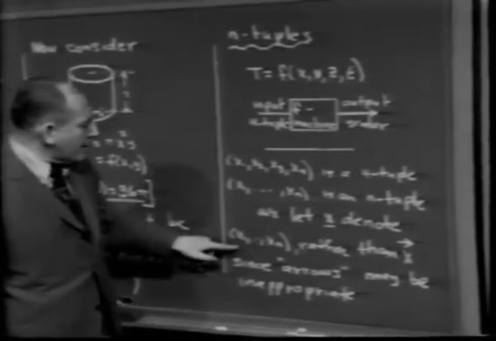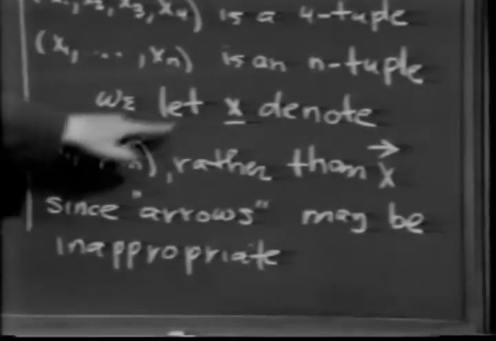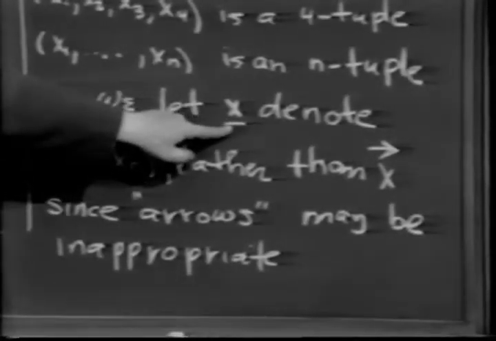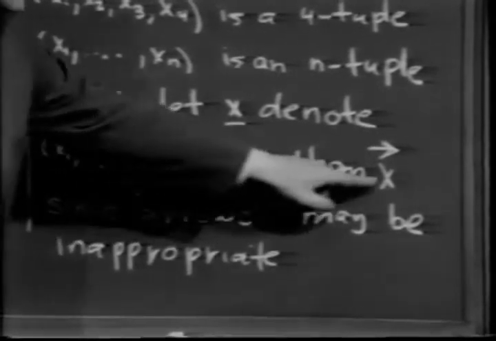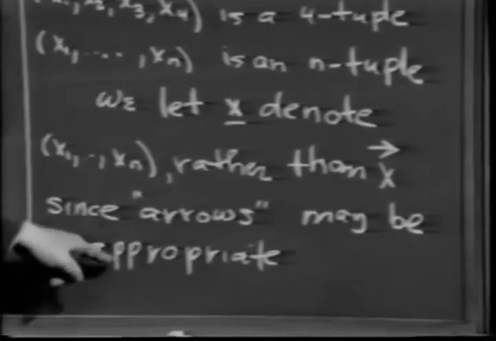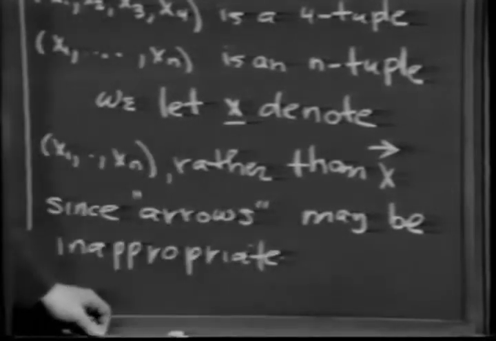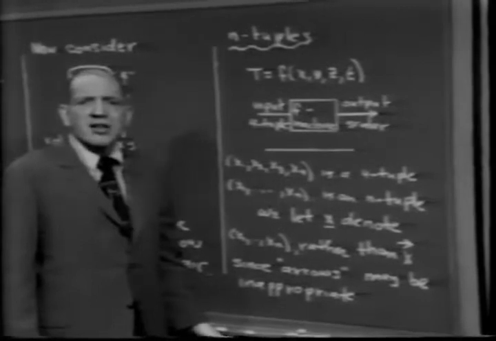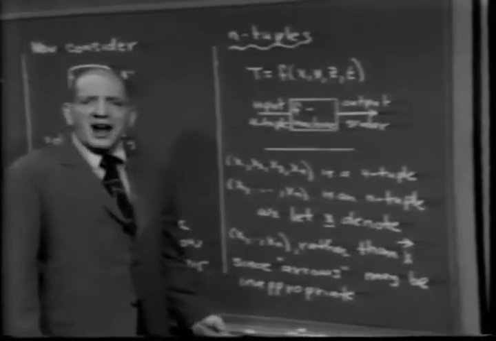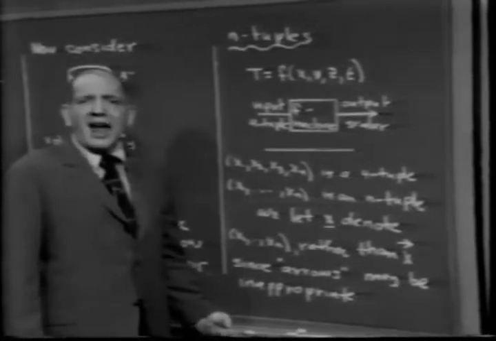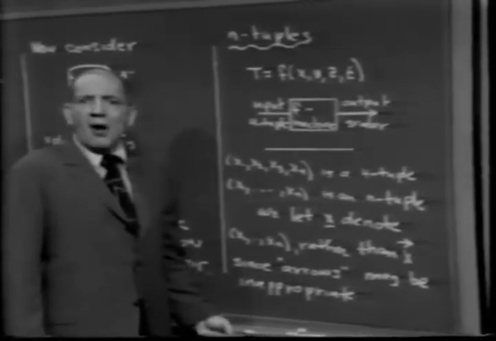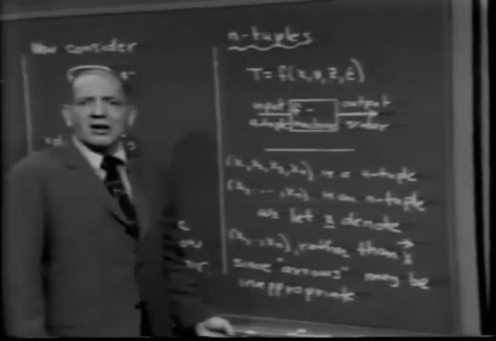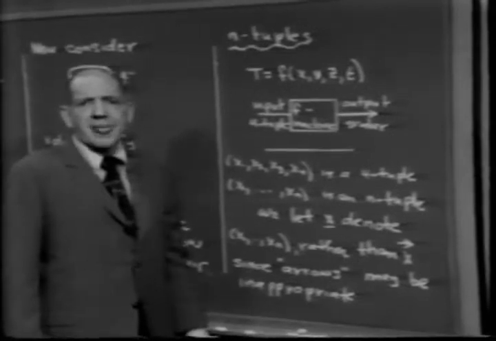And because of that, when we abbreviate the n-tuple, we use x with a bar under it, let's call it x bar, rather than x with the arrow over it, since arrows may be inappropriate. Now, what do I mean by inappropriate? Well, even in the case of 1, 2, or 3 dimensions, you might be thinking of, say, the radius and the height of a cylinder rather than an arrow. And in more than 3 dimensions, for most of us at least, it's difficult to visualize what we would mean by an arrow. So we just use the bar underneath.